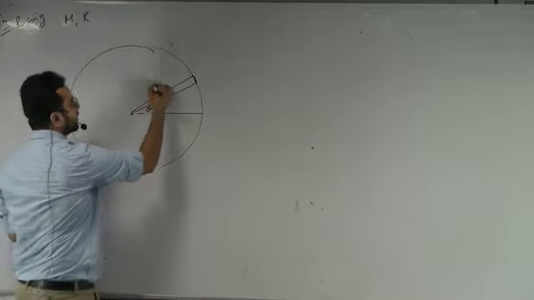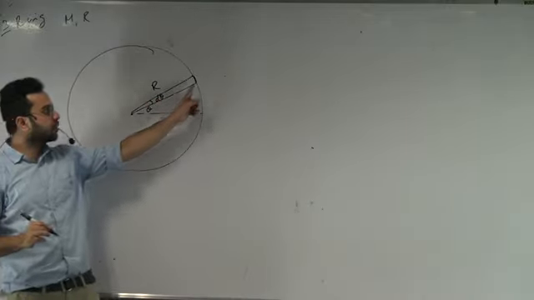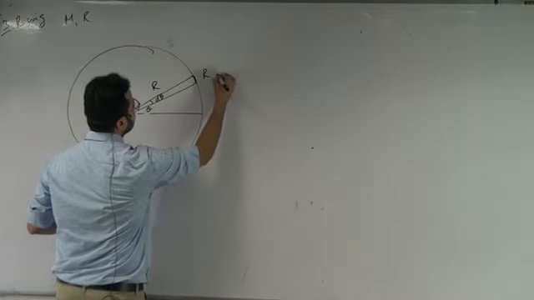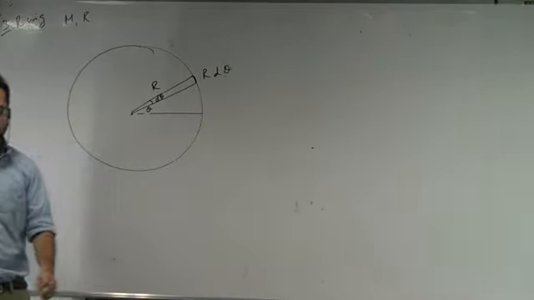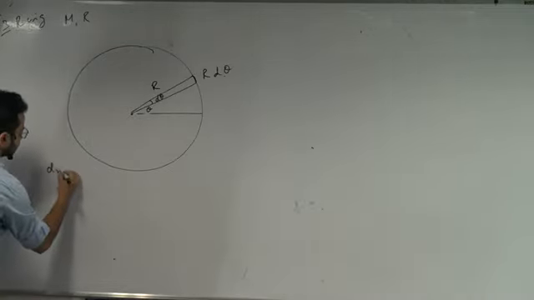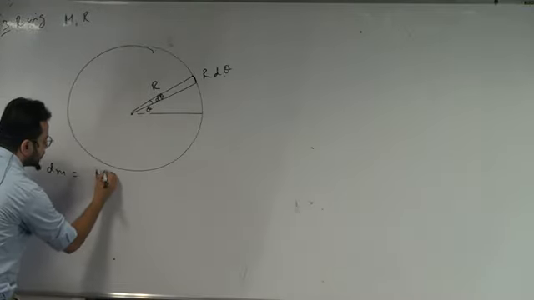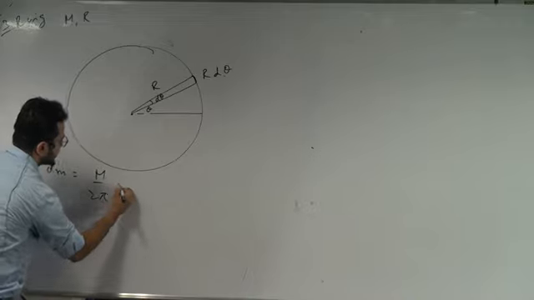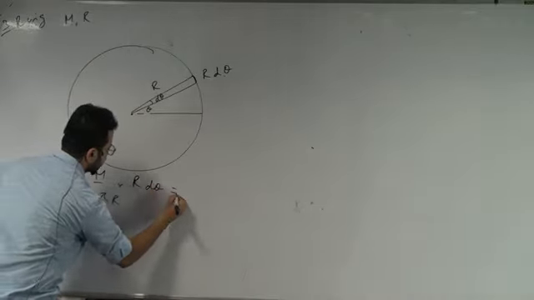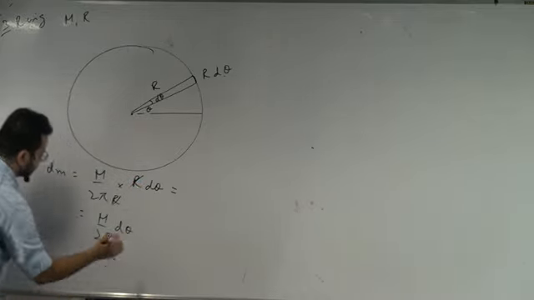Okay. What is the radius? R is the radius. Now tell me, what is the length of this arc? R d theta. Very good. The length of this arc is R d theta. Any problem? Okay. Now we can find dm. So what is dm? dm is mass per unit length. So mass upon 2 pi r multiplied by r d theta. So this gives me m upon 2 pi into d theta.